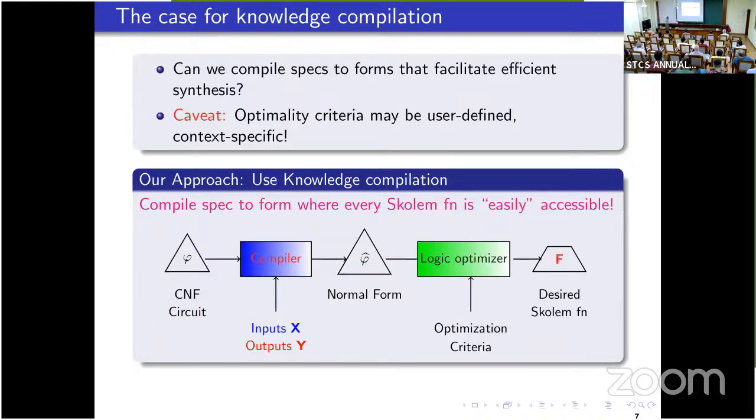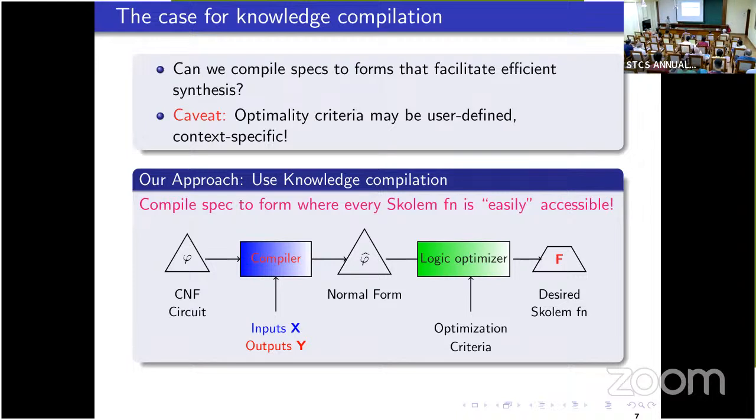Okay, so this is what in the literature is called knowledge compilation. And the picture looks something like this: you are given a specification, let's say as a circuit, or if it is given as a CNF, some more optimizations are possible, but we'll just focus on circuits. And we're also told what are the inputs and outputs. This is important. I showed you the factorization specification. If I flip the role of inputs and outputs, it suddenly becomes very easy. And I want to get it into a certain form such that from there I can basically take standard logic optimization tools and algorithms and get my desired Skolem function. So the focus of this talk is really on this part.